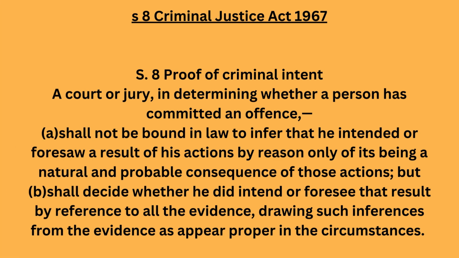This position was reversed by statute by Section 8 Criminal Justice Act 1967, Section 8 Proof of criminal intent. A court or jury, in determining whether a person has committed an offense, a) shall not be bound in law to infer that he intended or foresaw a result of his actions by reason only of its being a natural and probable consequence of those actions, but b) shall decide whether he did intend or foresee that result by reference to all the evidence, drawing such inferences from the evidence as appear proper in the circumstances.